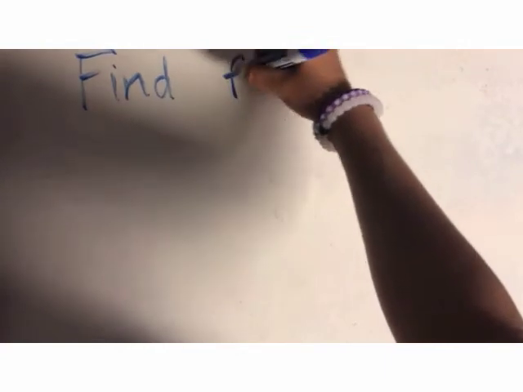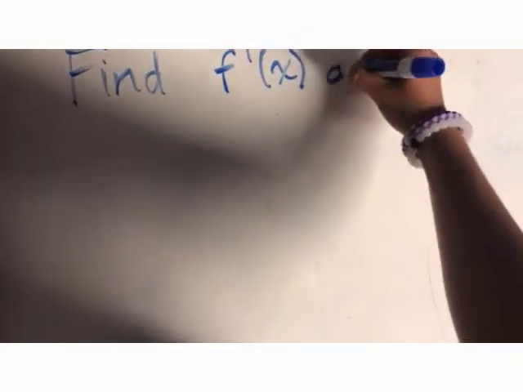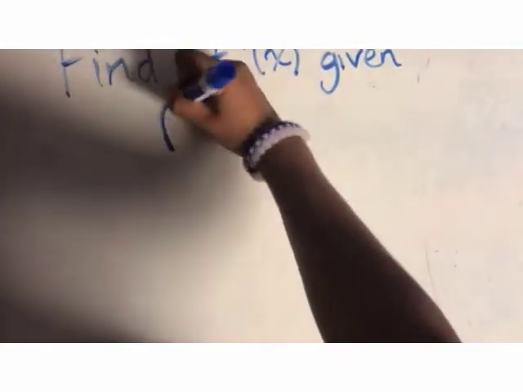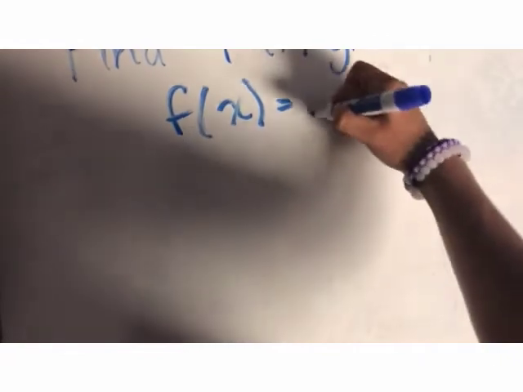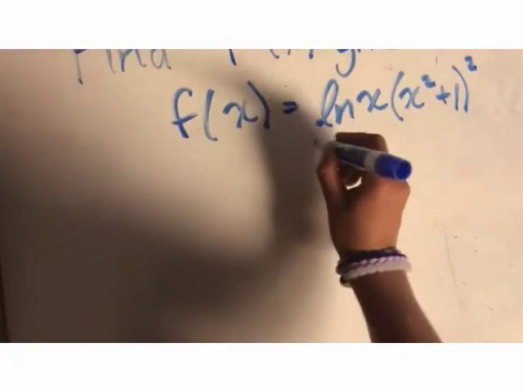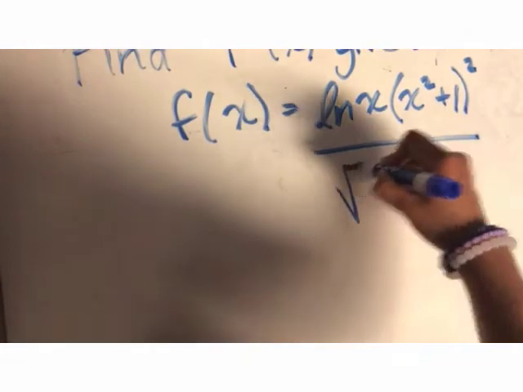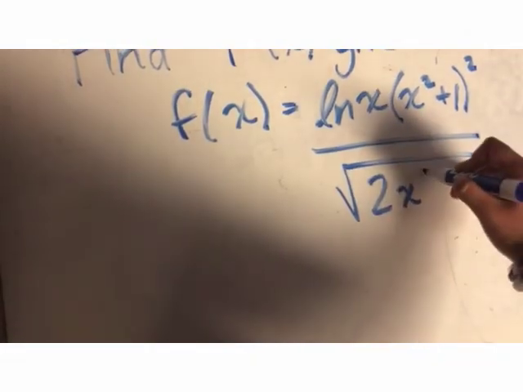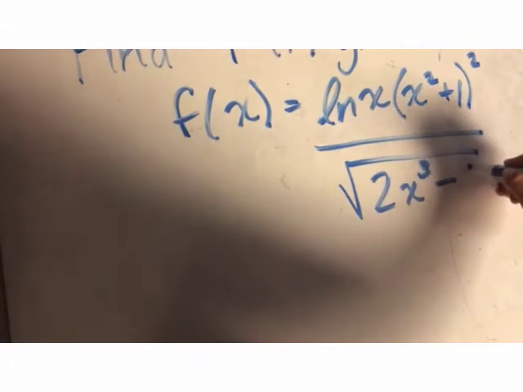Now let's try a harder problem. Find the derivative given the equation f of x equals ln of x times x squared plus 1 squared divided by root 2x cubed minus 1. So the first step is that we're going to want to use the log properties.